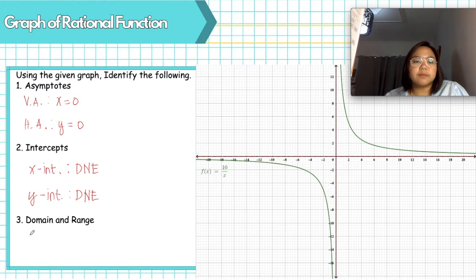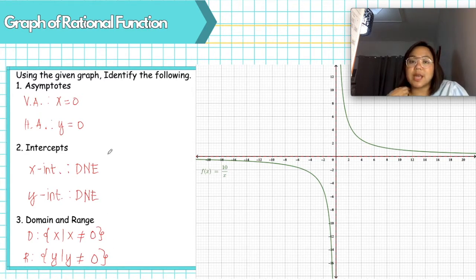So for the domain, again, in writing the domain, it will be x such that x is not equal to whatever the value of the vertical asymptote here, so that will be 0. And then, range is y such that y is not equal to the value of the horizontal asymptote here, so that will be 0. Okay? So these are the asymptotes, intercepts, and domain and range of the given graph, which is f of x is equal to 10 over x.